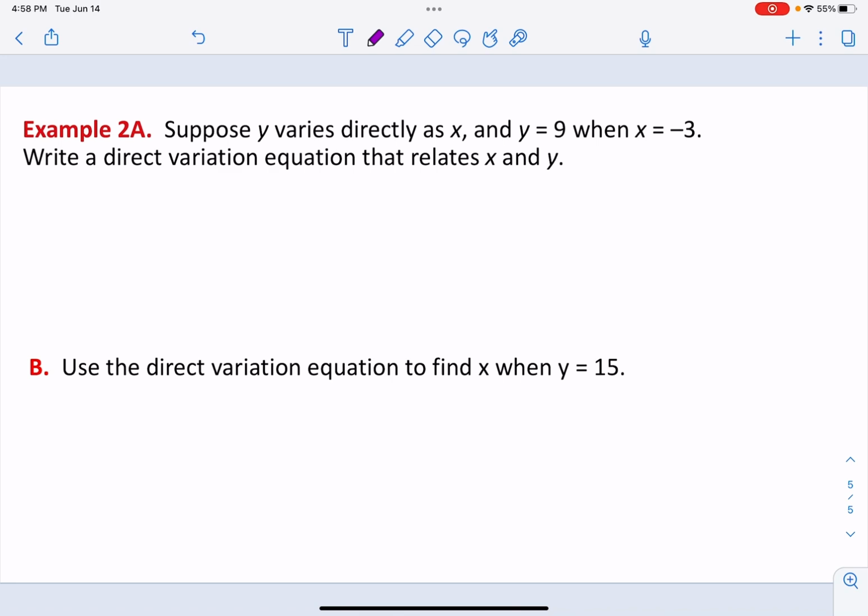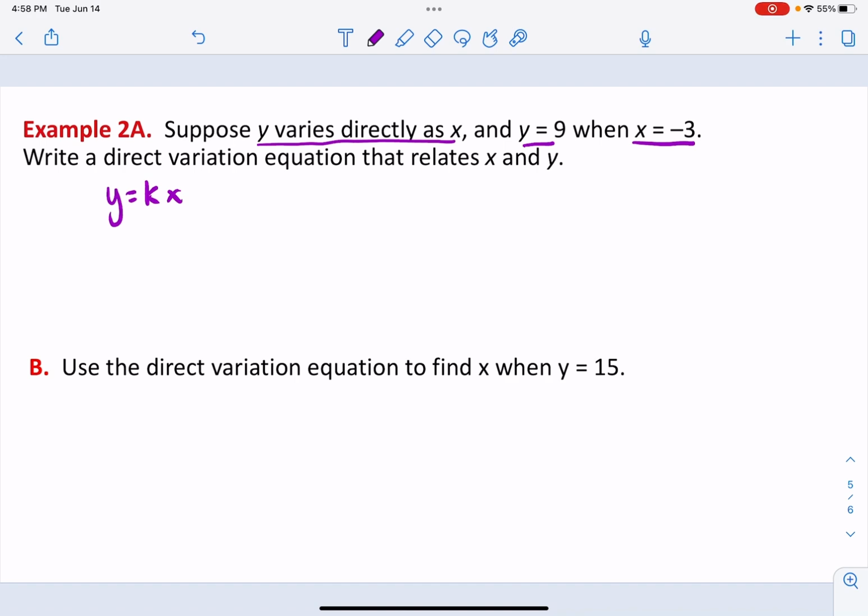Okay, this is a really good question. This is where you're going to see a lot of this. And this is an easier application. Our book has some different, more challenging applications. So suppose y varies directly as x. So that statement right there, you know you have to use that equation. And y equals 9 when x equals negative 3. Write a direct variation equation that relates x and y.